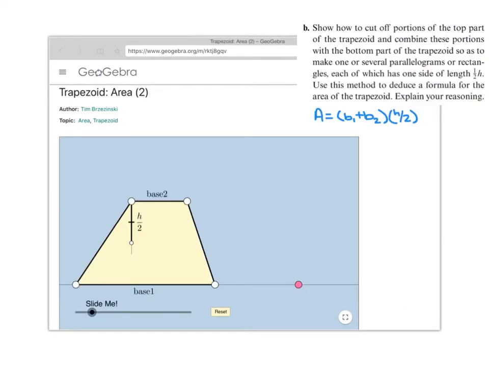The next one is part B, and it's asking us to show how to cut off portions of the top of the trapezoid and combine these portions with the bottom part of the trapezoid as to make one or several parallelograms. So one way we can do this is by figuring out where the midpoint of the height is, and then we're going to cut it right here and move those pieces.